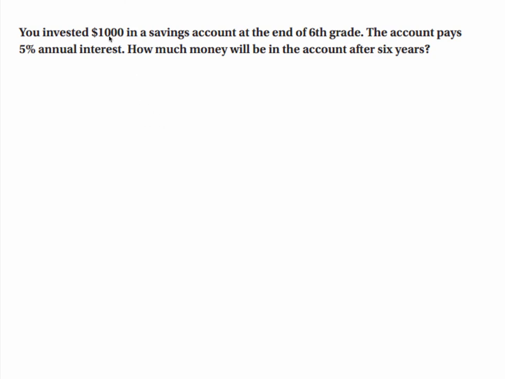So, suppose you invest $1,000 in a savings account at the end of 6th grade. The account pays 5% annual interest. How much money will be in your account after 6 years? What you need to do is write down all of your variables. The 1,000 is your initial amount. 5% is your interest. Now go ahead and put 5% and then convert it to your decimal. How much money will be in the account after 6 years? So my time period is 6.